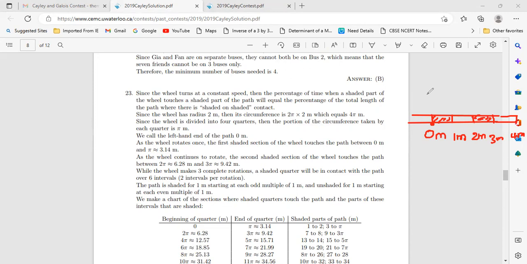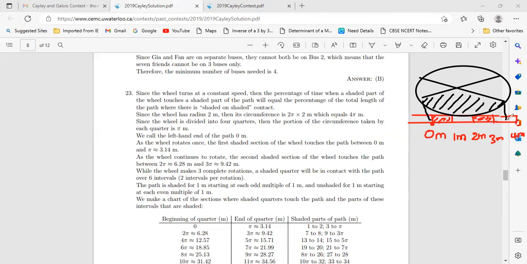So when it touches, that quarter finishes at 3.14 meters. Yes, exactly. Maybe from here to here. So when the wheel rotates once, the first shaded section of the wheel touches the path between 0 meters and 3.14 meters.